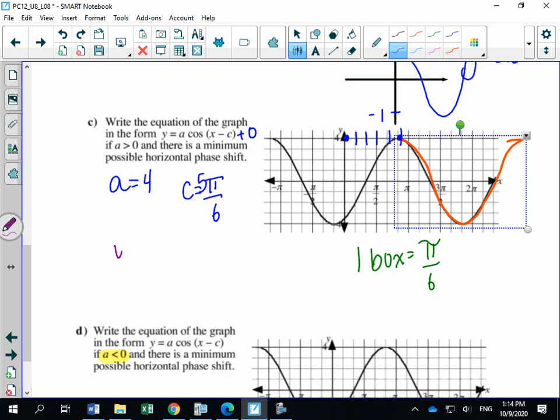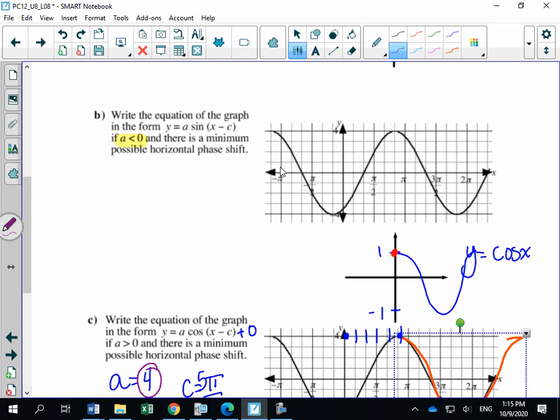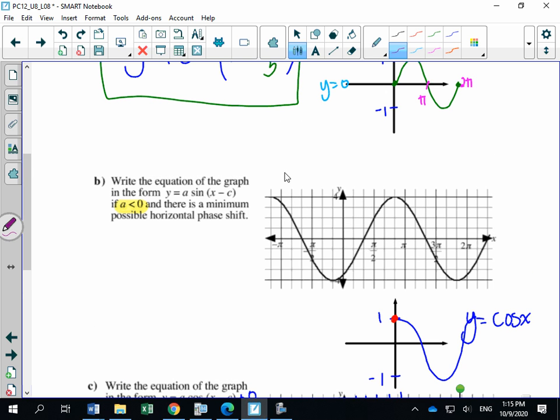So the equation is y is equal to a is 4, cos of x minus 5 pi over 6, because I am going to the right and I want my c value to be positive. So that's how you do this question. Okay, let's look at B and D. Like I said, these would be more standard of excellence because there's a reflection that's been involved.